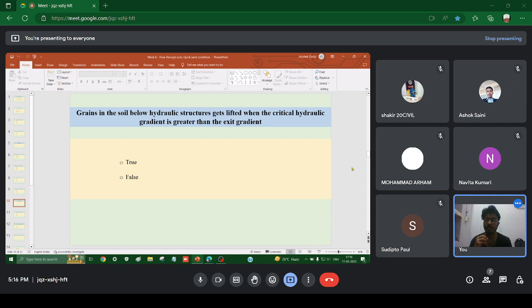The question is, grains in the soil below hydraulic structures get lifted when the critical hydraulic gradient is greater than the exit gradient. Is this statement true or false?